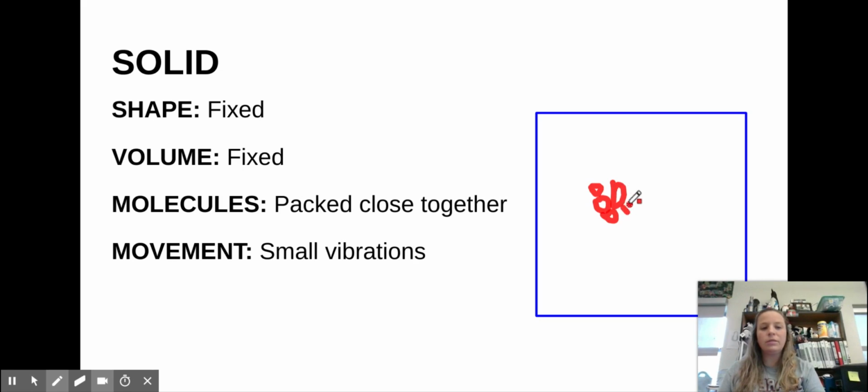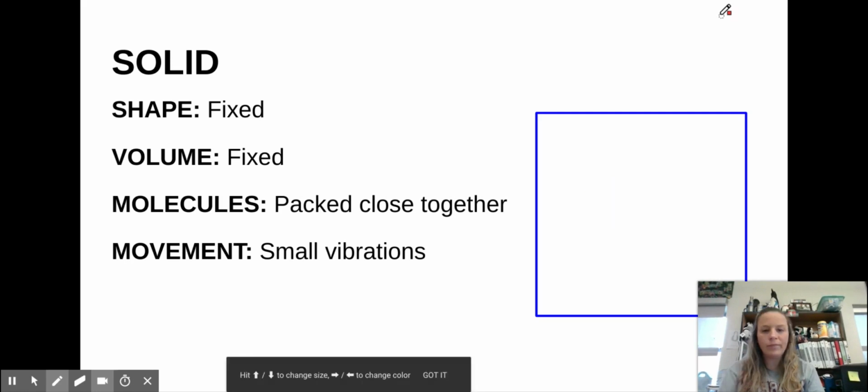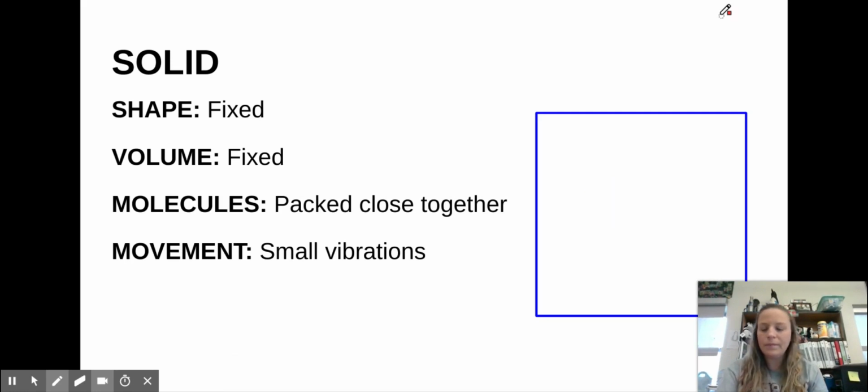Oh boy. We're going to pause this video and we are going to start this part. Okay, so we are going to try to draw our solid. And we're going to draw all of our molecules. Now, again, I'm not the best at using this mouse.